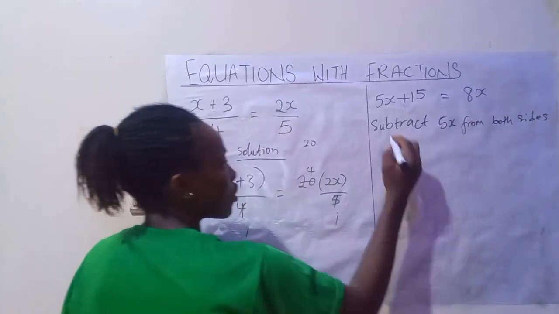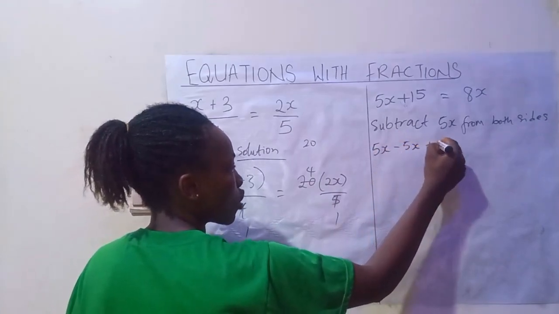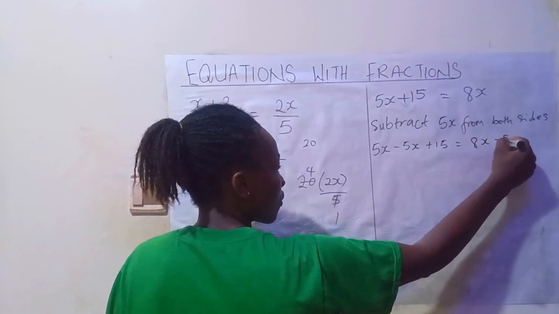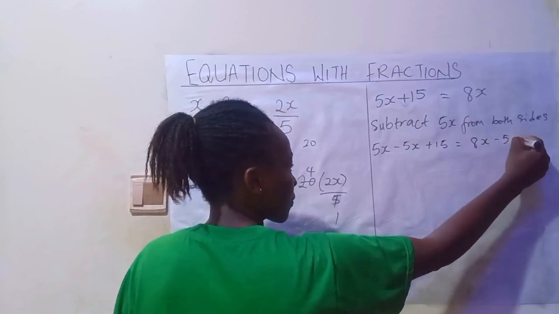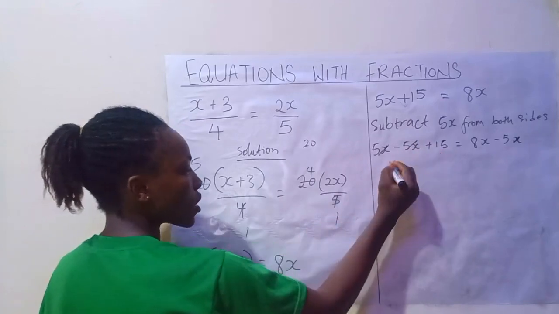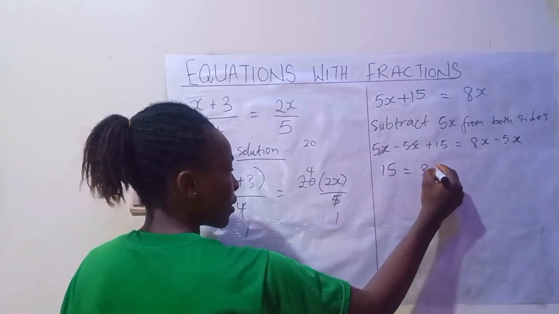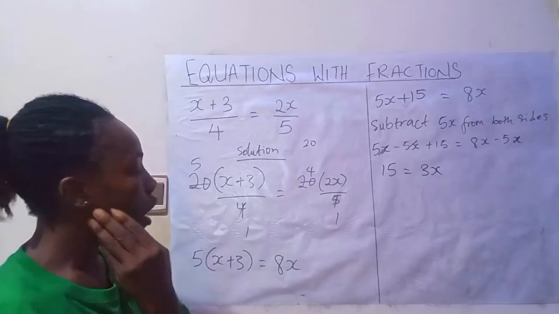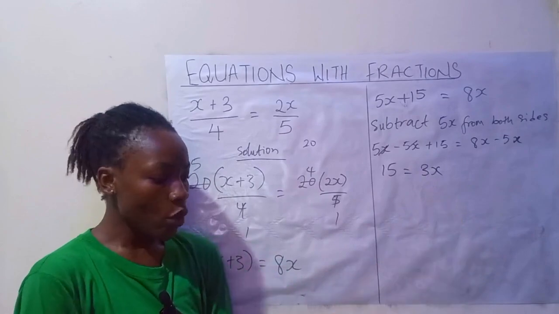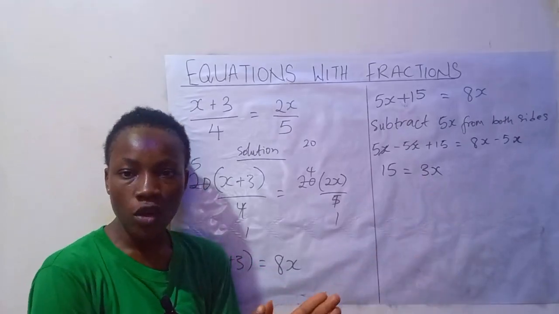both sides. So we're going to have 5x minus 5x plus 15 equals 8x minus 5x. 5x cancel 5x, that is 0. So we are now left with 15 equals, minusing this, we have 3x. Now we are not looking for this. What we're looking for is x. So we are going to cancel out this number attached to x for us to be able to find the value of our x.